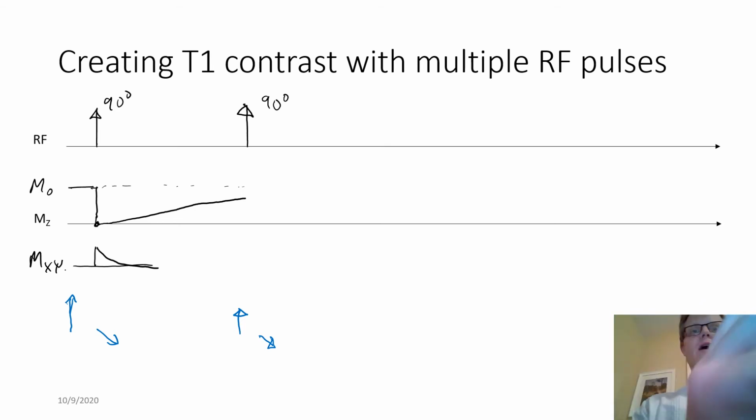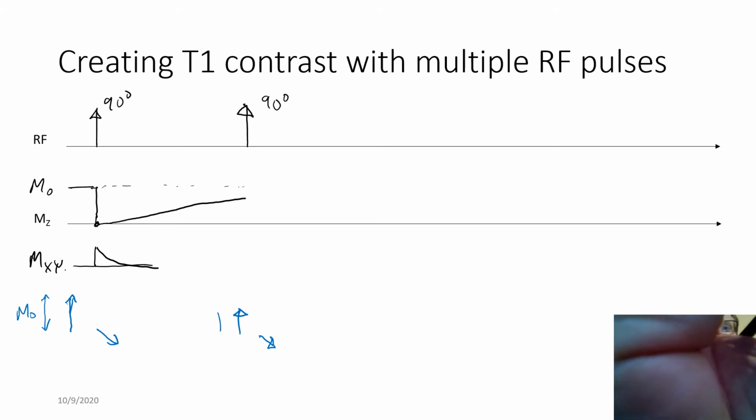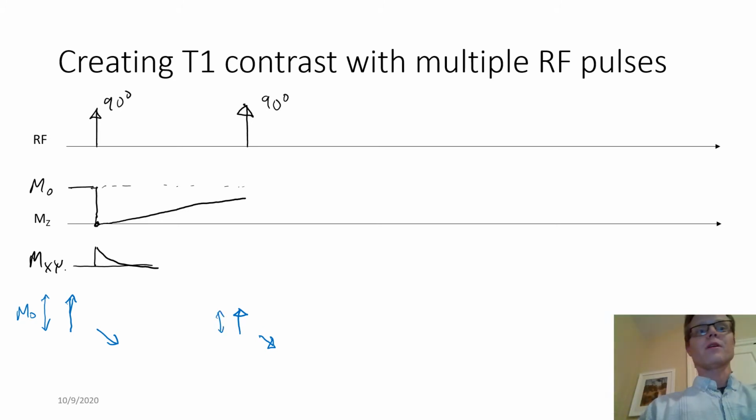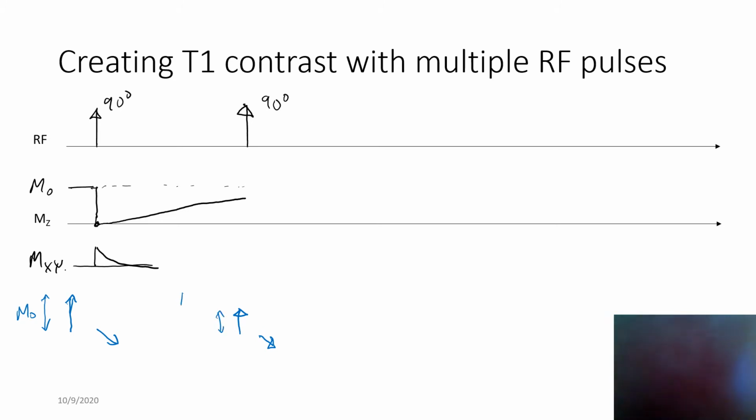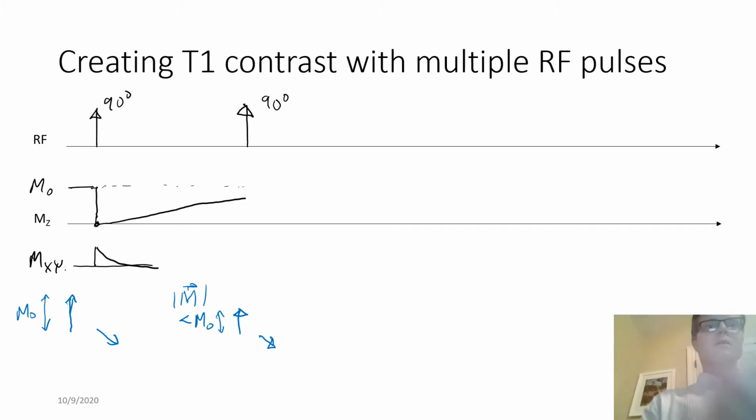But as you can imagine, in the first case at the beginning, the length of this vector was M naught, but now since we didn't allow for complete T1 recovery, the length of the net magnetization is in fact less than M naught.